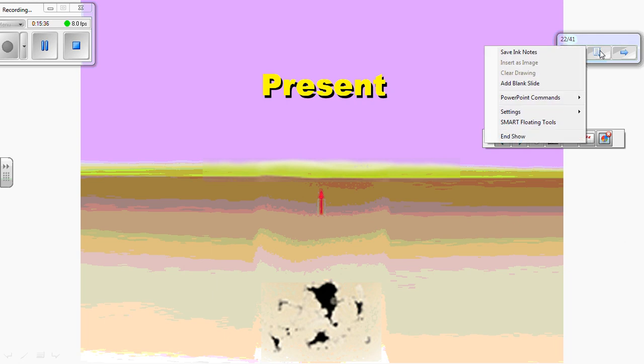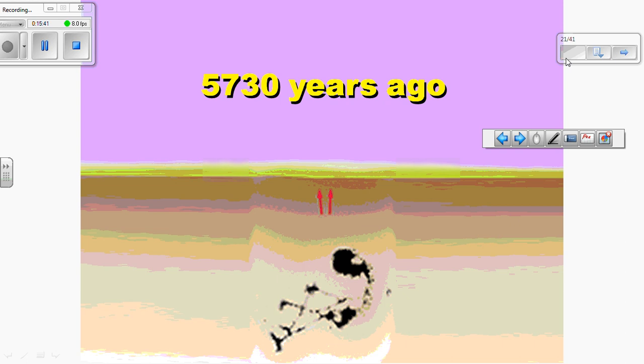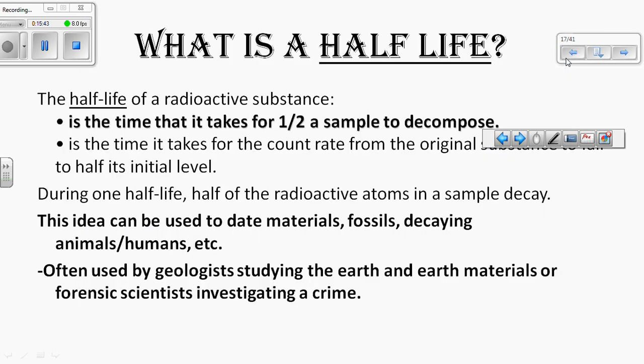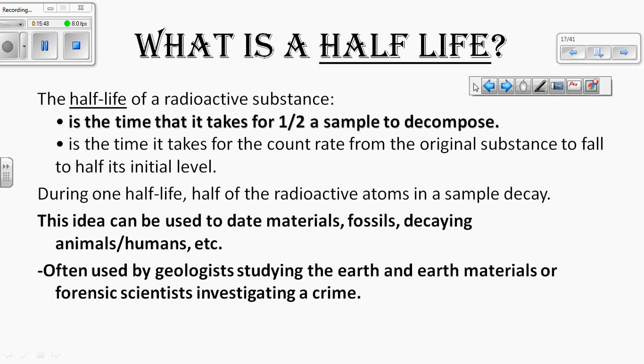Okay, so let's go back to our slides about half-life. We said the half-life of carbon-14 is about 5,000 years. So what exactly is that? Well, half-life is exactly what it says. It is the time that it takes for one half of a sample to decompose or break down. During one half-life, half of the radioactive atoms in a sample will decay. And this is how scientists, like we said, can determine how old materials are.